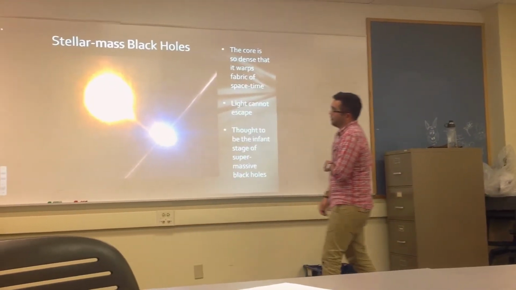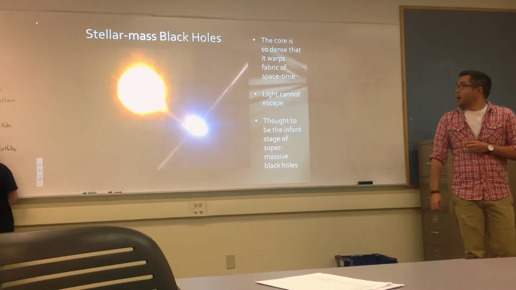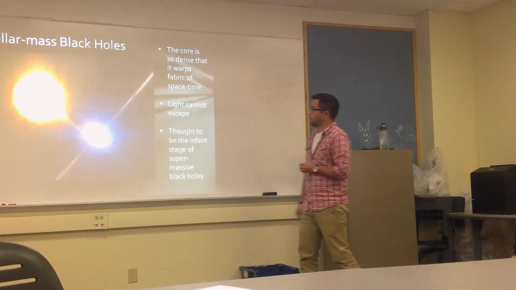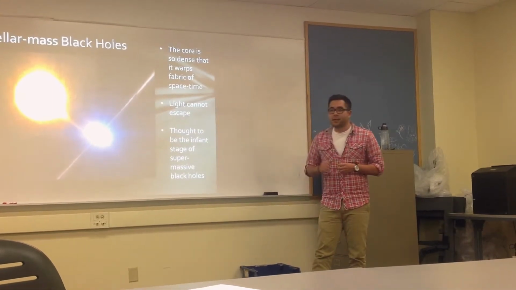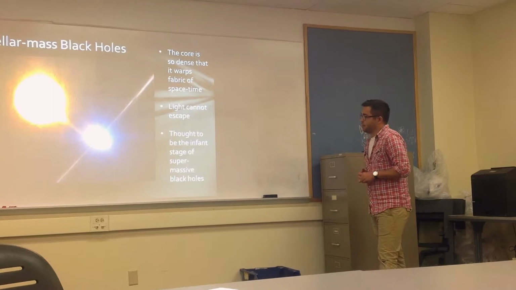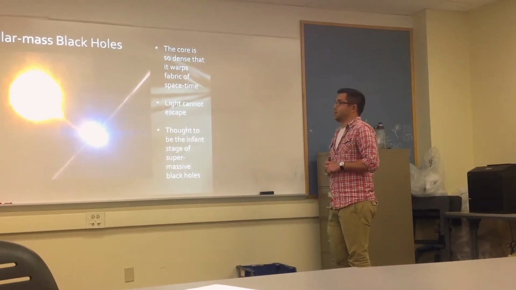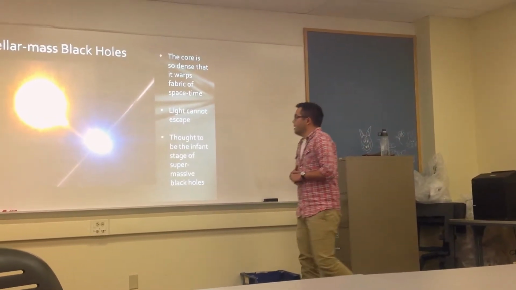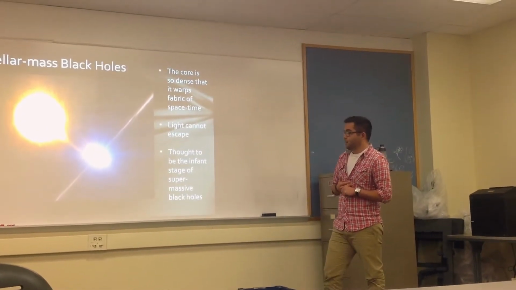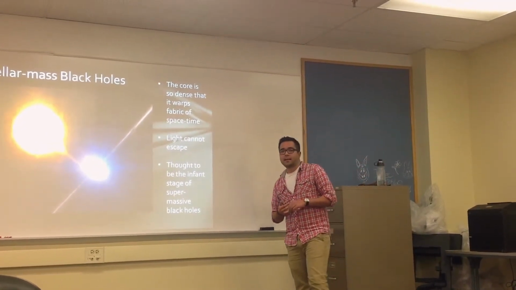So the really fun thing is a stellar mass black hole. Basically what happens is the leftover core is so dense that it warps the fabric of space-time. Nothing can escape this. Light can't escape it. You have to be going faster than the speed of light, which is a cosmological speed limit, so you can't really do that. These are thought to be the infant stage of supermassive black holes that are at the center of our galaxies.